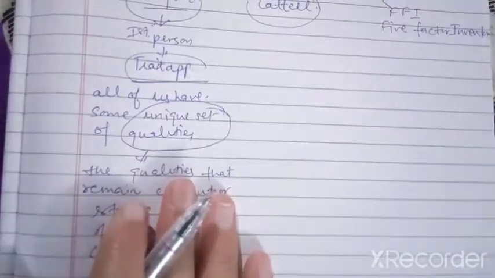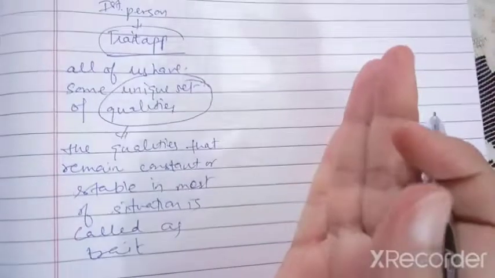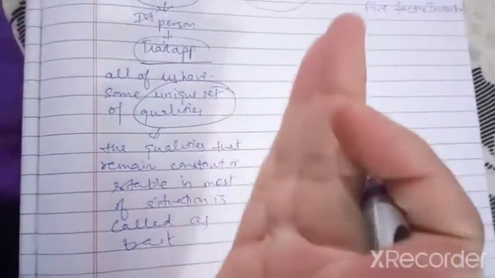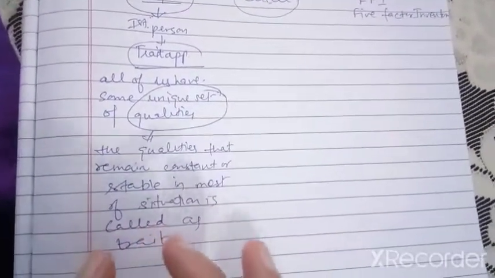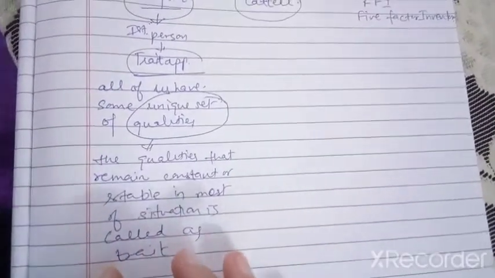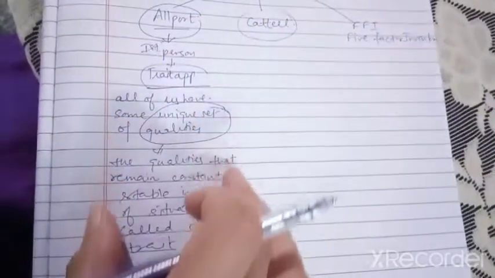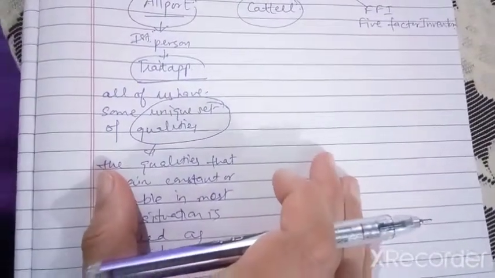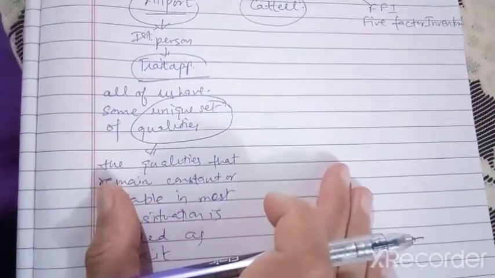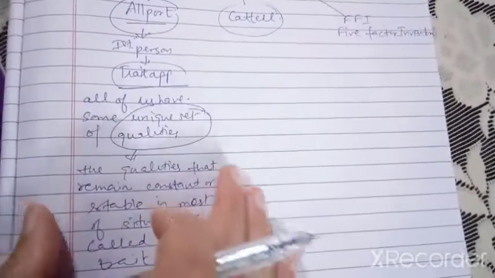So what he said basically is that all of us have a certain set of qualities. From those qualities, the ones that remain the same in most situations are called the particular or permanent trait of that person. I hope the trait concept is clear to everyone, and this definition of trait was given by Allport, that all of us have different sets of traits. From those, the traits that remain stable in most situations are called the trait.